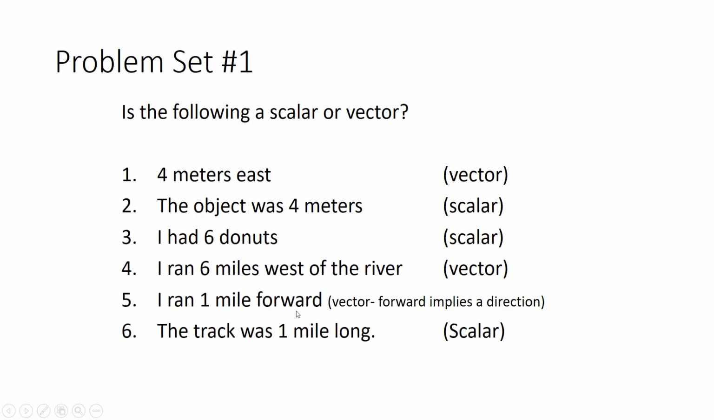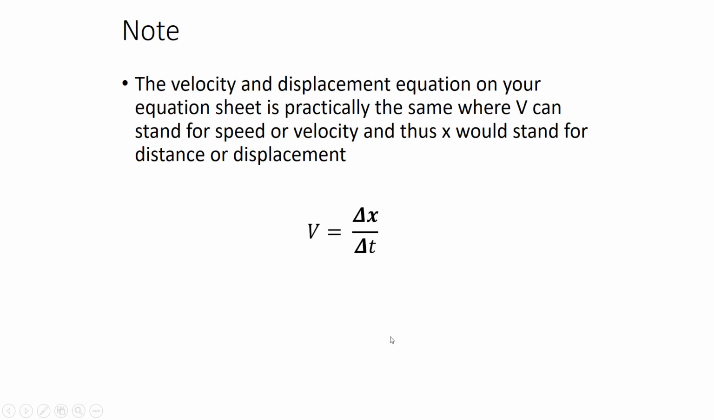I ran 1 mile forward. That's one of those tricky ones. I'm going somewhere. I'm starting at a location and I'm going forward from there. That would be considered a vector. The track was 1 mile long. I'm not physically telling you if you're going left or right along the track or anybody's even on the track. So therefore, it has no direction. It is a scalar.